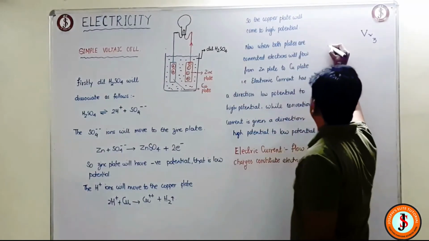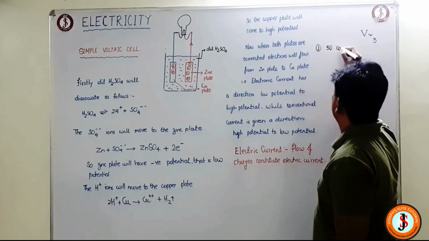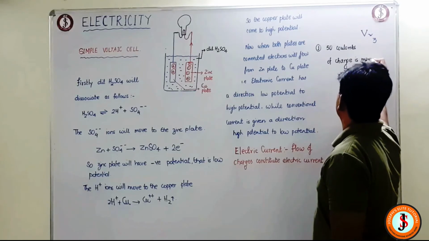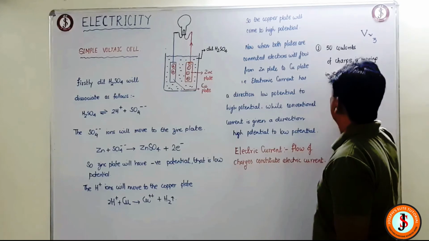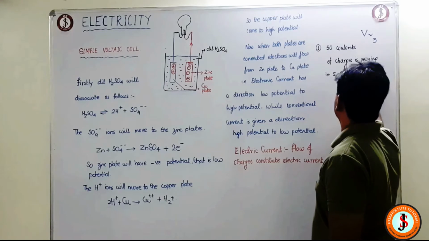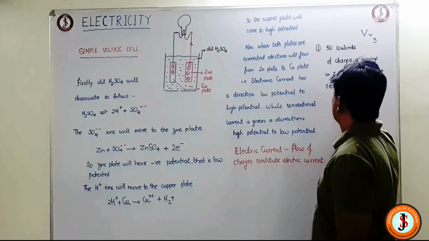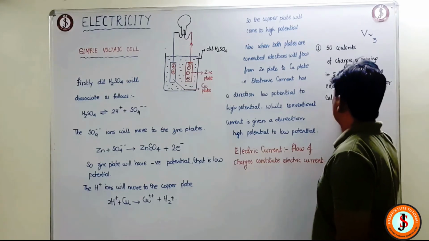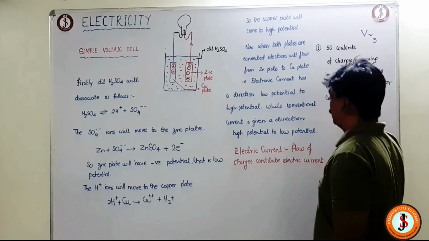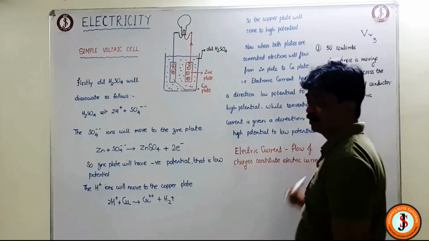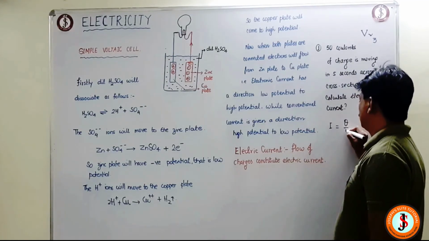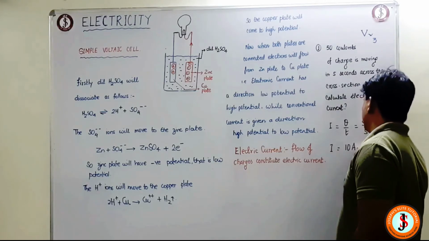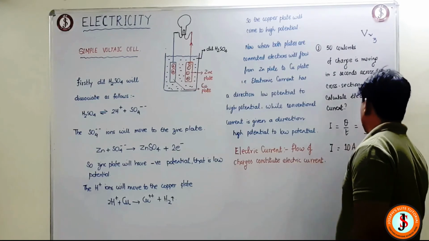Now suppose 50 coulombs of charge is moving in 5 seconds across the cross section of a conductor. Calculate the electric current. It's very simple. Current I is equal to Q by t. That means 50 by 5 seconds, so 10 coulombs per second, and the unit will be 10 ampere.